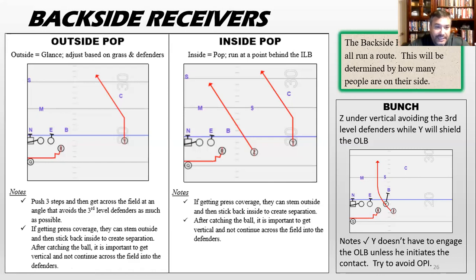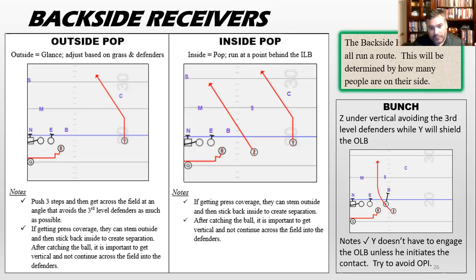They got an outside glance. How you going to run an outside glance? We're going to push 3 steps vertical and get across the field at whatever angle avoids third-level defenders and gives us the grass and positions our body to catch the football. And I think that's how I want to teach you guys, because I want y'all to take that and then use it however it applies to your.